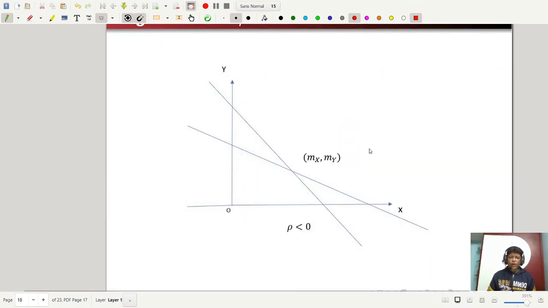Next one is rho less than 0. So both the lines have negative slopes. And it is most likely to get the relation between x and y as y decreases as x increases. It means y decreases as x increases.